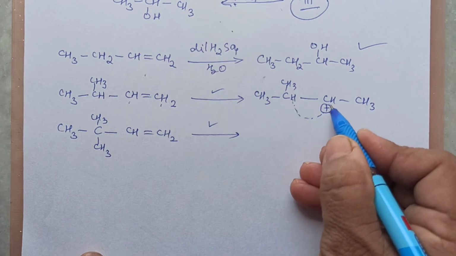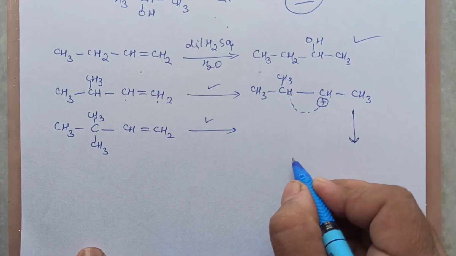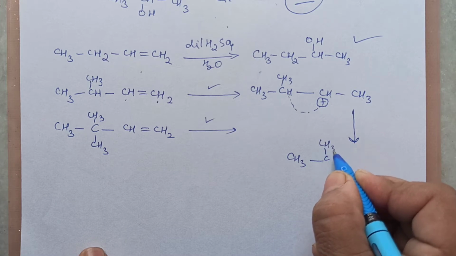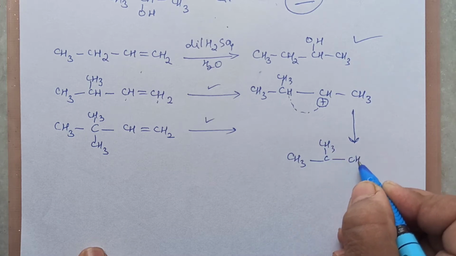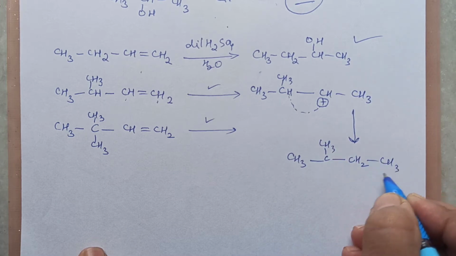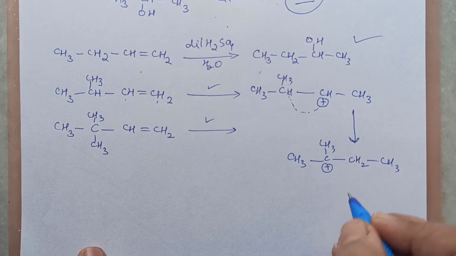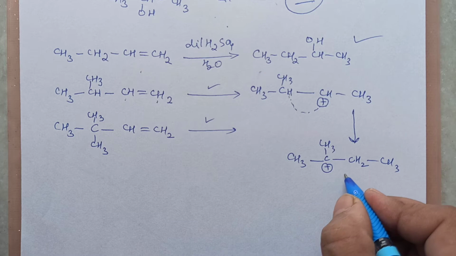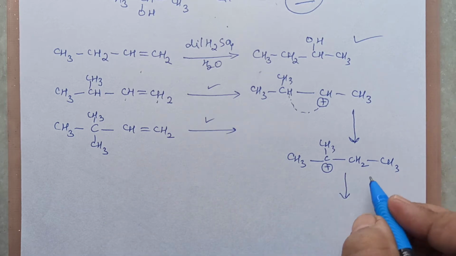When it comes this side, what will happen? You will get CH3, C, CH3, C, it will now be H2, H3, and you get a positive charge. It will prefer becoming 3 degree because 3 degree carbocation is more stable than 2 degree. So this will be there. Now in the last step, that thing will happen.